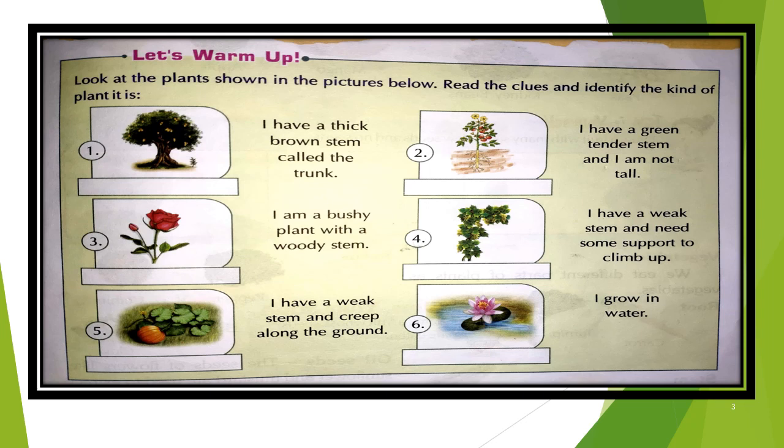Now let's see the sixth one. I grow in water. Those plants which grow in water are called aquatic plants. So these are the different kinds of plants. Some are trees, some are shrubs, some are creepers, other may be herbs or climbers or aquatic plants. Depending on their size and shape, they are broadly classified.